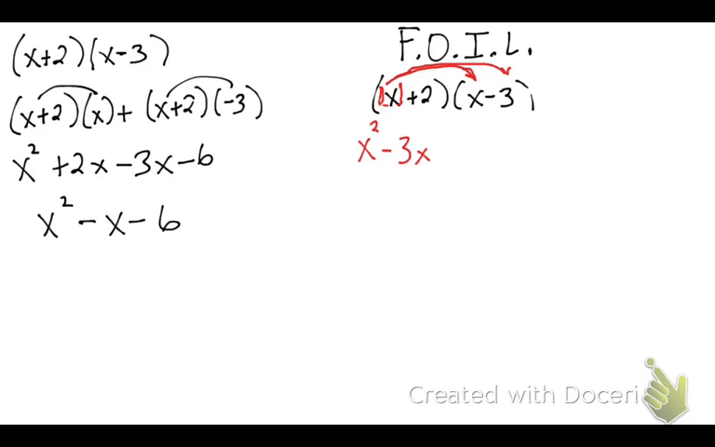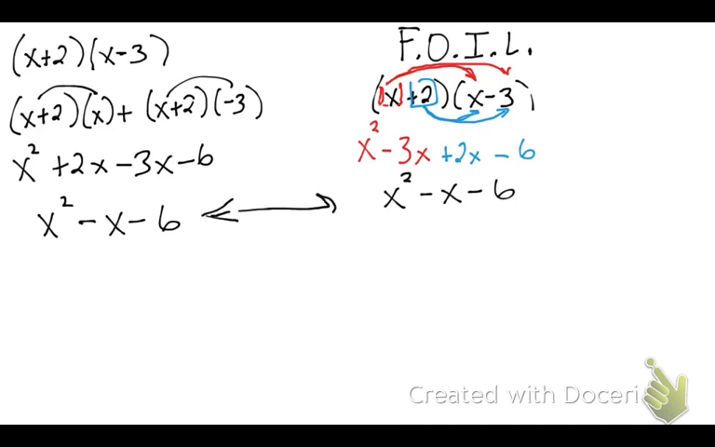Now I'll move on to the second number. In this case it's 2. I'm going to do 2 times x, and then 2 times negative 3. Now notice, so basically I did the second number times everything over here. And notice we got the exact same thing we did with the distribution method, just a slightly different way. Because when you combine like terms, you get x squared minus x minus 6. The two processes work the same way. They're just different orders of multiplying things together.